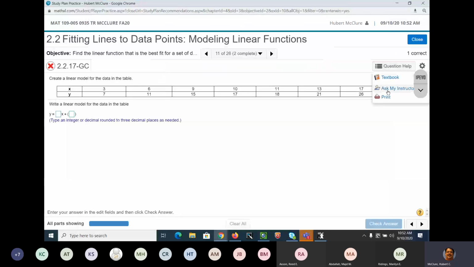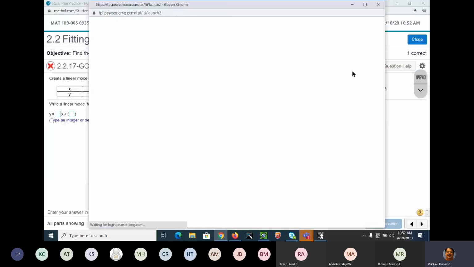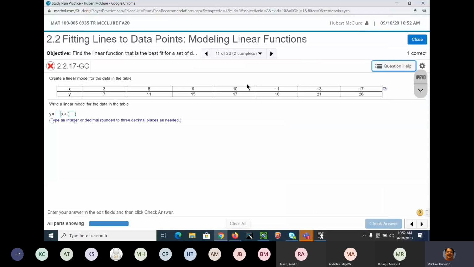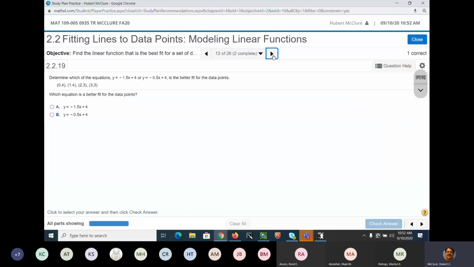This question is screwed up. It doesn't have an ask. It doesn't have anything, and then it says it's going to take me to the book now. There's something wrong with this question. I'm going to go to the next question. Let's go to another one.